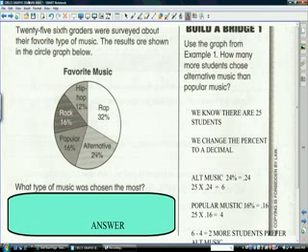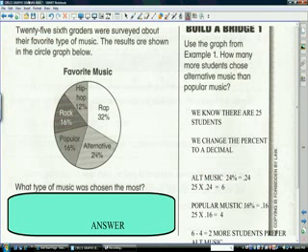Now looking at that graph, just by looking at the size of the slices, you should be able to figure out what was the most popular. And that's our first question here on the lower left. What type of music was chosen the most by these 6th graders? And the answer would be rap. We could also ask what would be the least favorite music. And again, looking at the graph, 12% of the students said hip hop. That's one type of question we can be asked about reading circle graphs.